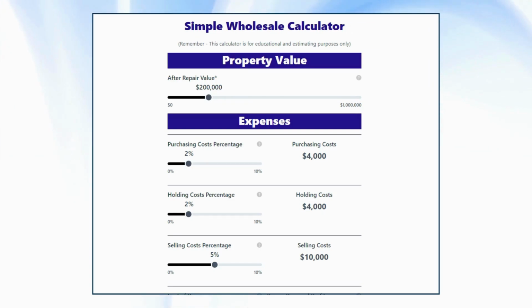Because remember, we're doing the hard work of finding the deal. Now we're flipping the contract. We're selling the contract to someone else who's going to close on the property and then fix it up and then sell the property. So let's start thinking about them. We're going to look at it and we're going to say, okay, we and the wholesale buyers think that the after repair value is going to be worth about $200,000.